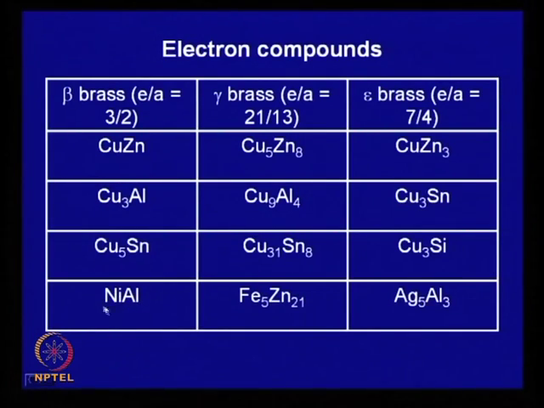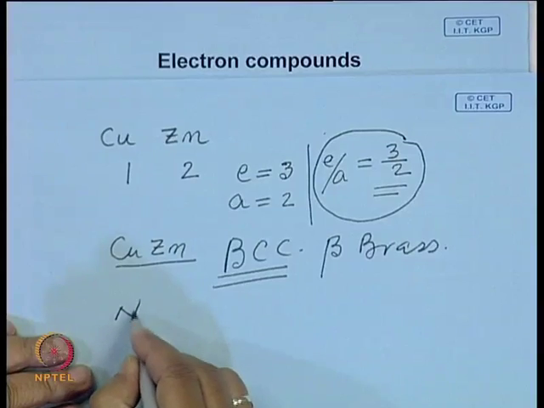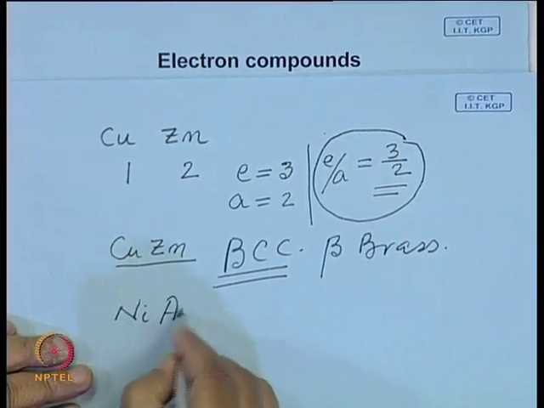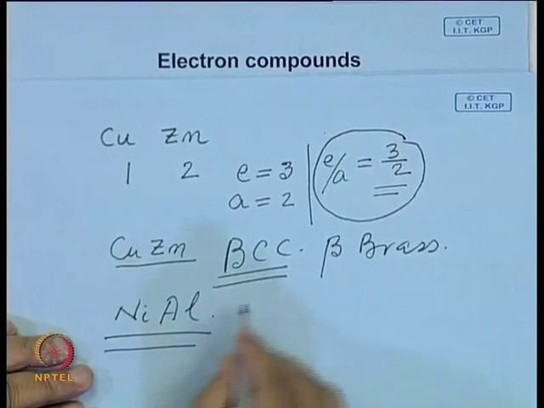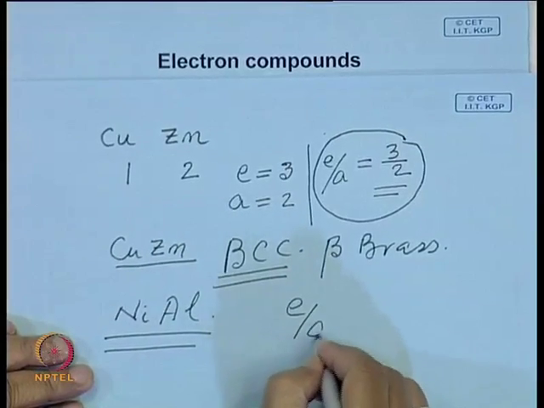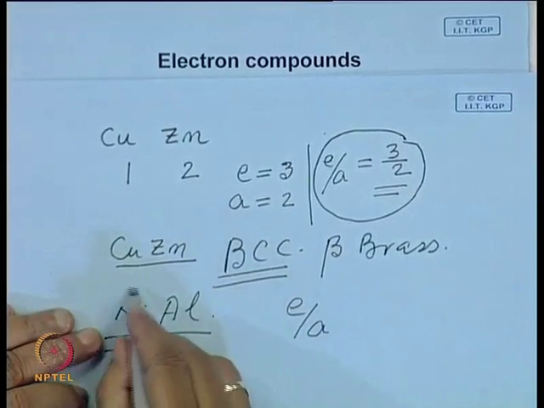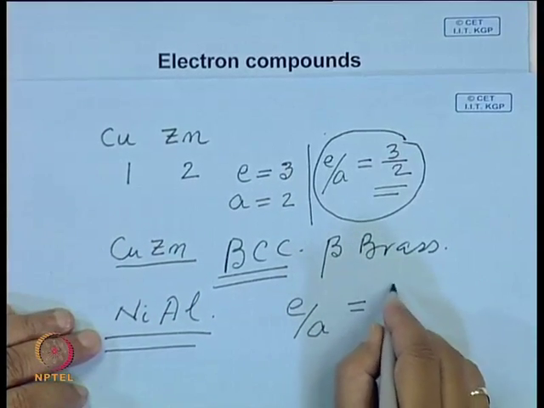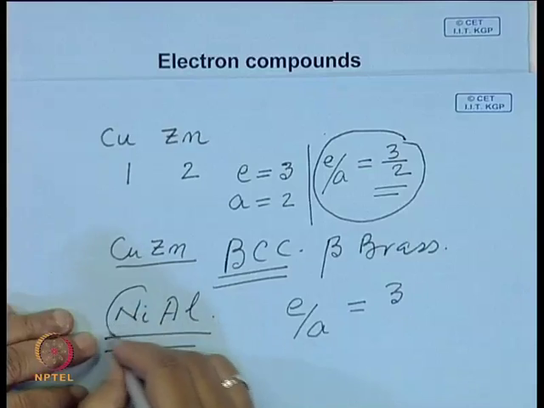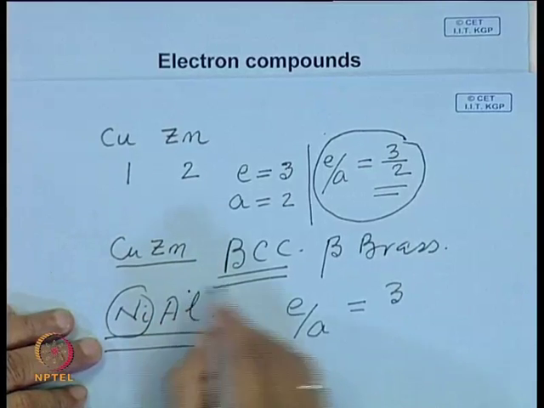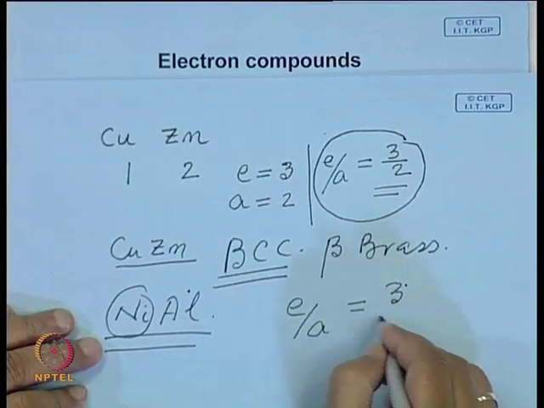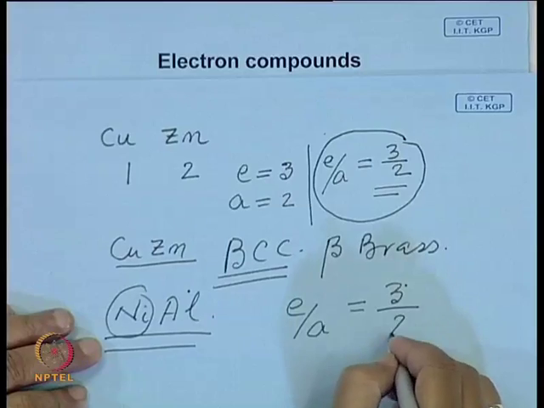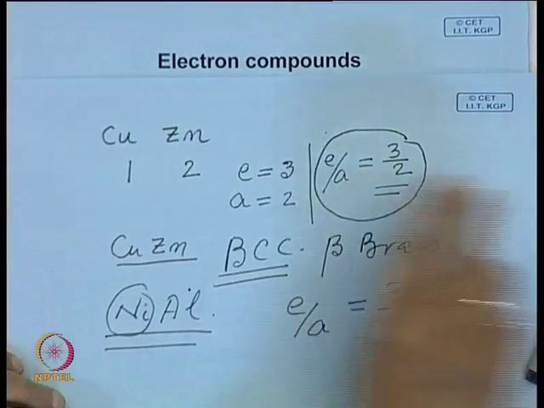Now, whenever you have compound formation like this with a transition element, like nickel aluminum, when you calculate the E by A ratio, you assume the valency of the transition element is 0. So in that case you have 3 electrons from aluminium and 0 from nickel. So the total number of electrons is 3 and the number of atoms is 2. So this is 3 by 2.